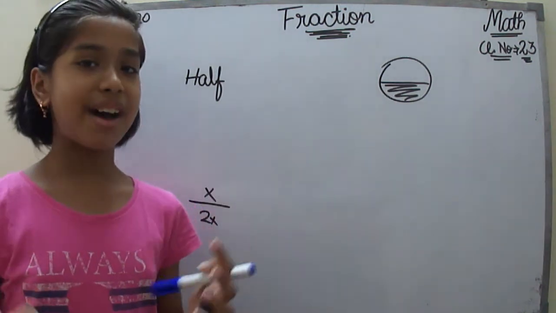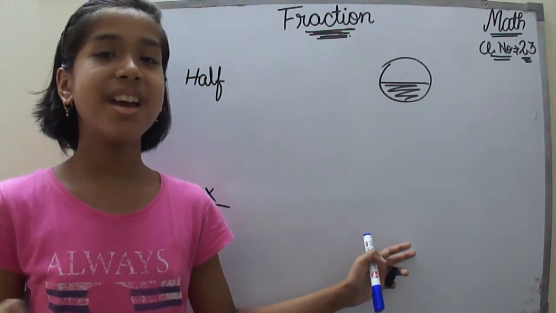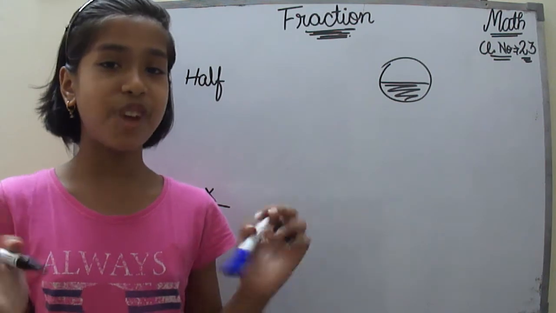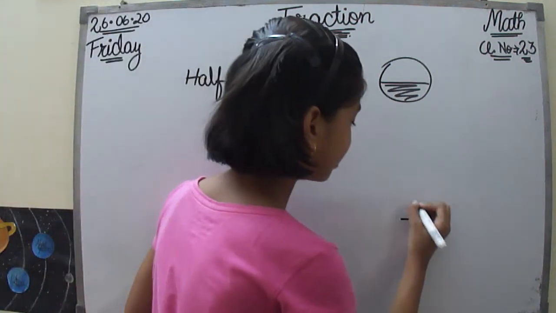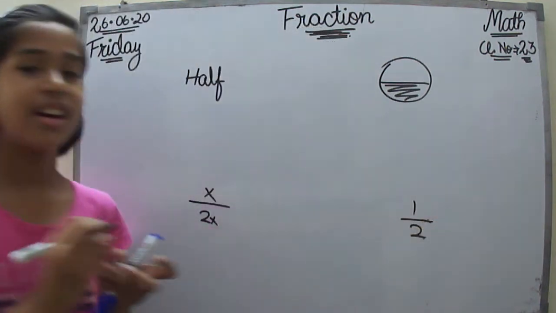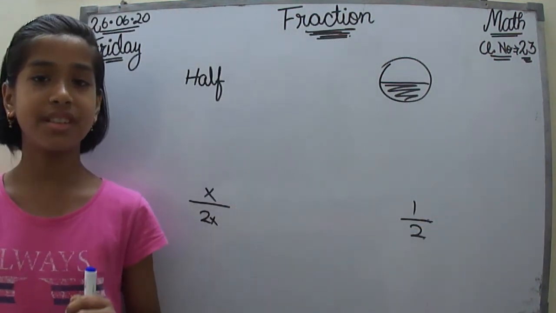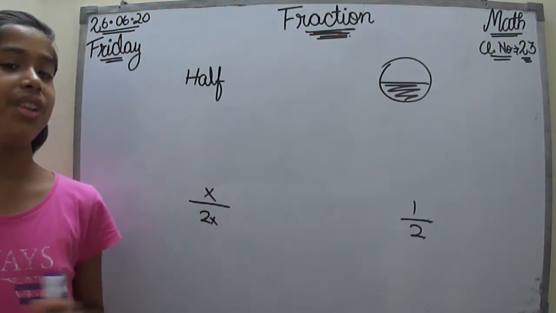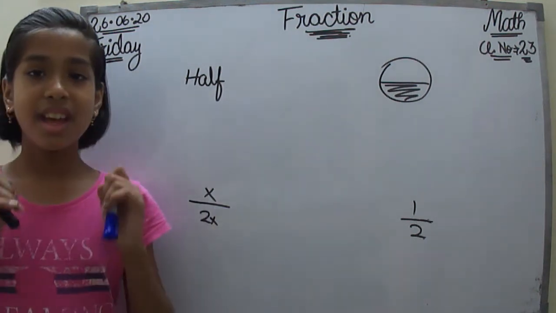Then we have something else. What is this? Very familiar to you. Numbers. So how are you going to represent the fraction as a number? Very simple, 1 upon 2. So these are the 4 ways you can represent fractions. There are also many other ways, but these are 4 of them.